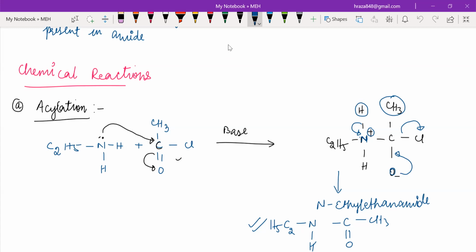Are you done with this? Yes, sir. Done. Now see, the chlorine from here and hydrogen combine to form HCl. You know what you need to do? Just remove this chlorine and one of the hydrogen from nitrogen and add this carbon. This and this will combine and it will be eliminated. Is that clear? Yes, sir.